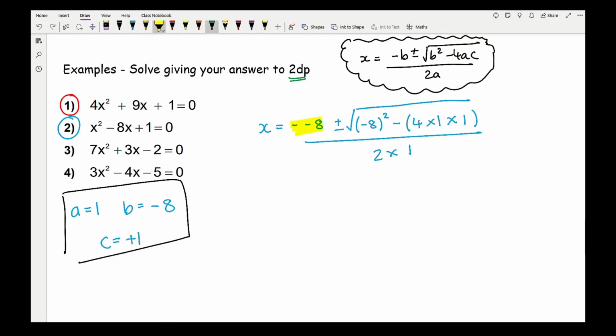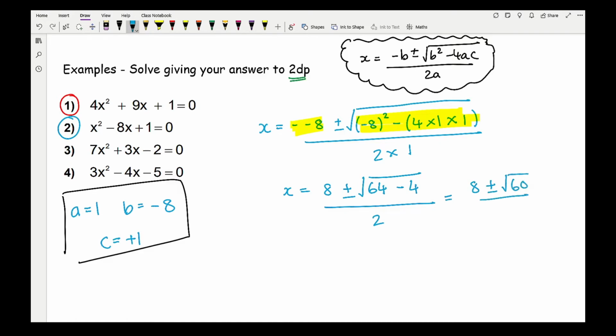Now 2 minuses make a plus, so that's going to be positive 8 plus minus, and now I'm going to simplify this square root. The reason why I'm writing minus 8 in brackets is because it's being squared. Now minus 8 times minus 8 is going to give me positive 64 minus 4 times 1, which is 4. And that's all being divided by 2 times 1, which is 2. Now if I simplify that, I get 8 plus minus root 60 divided by 2.